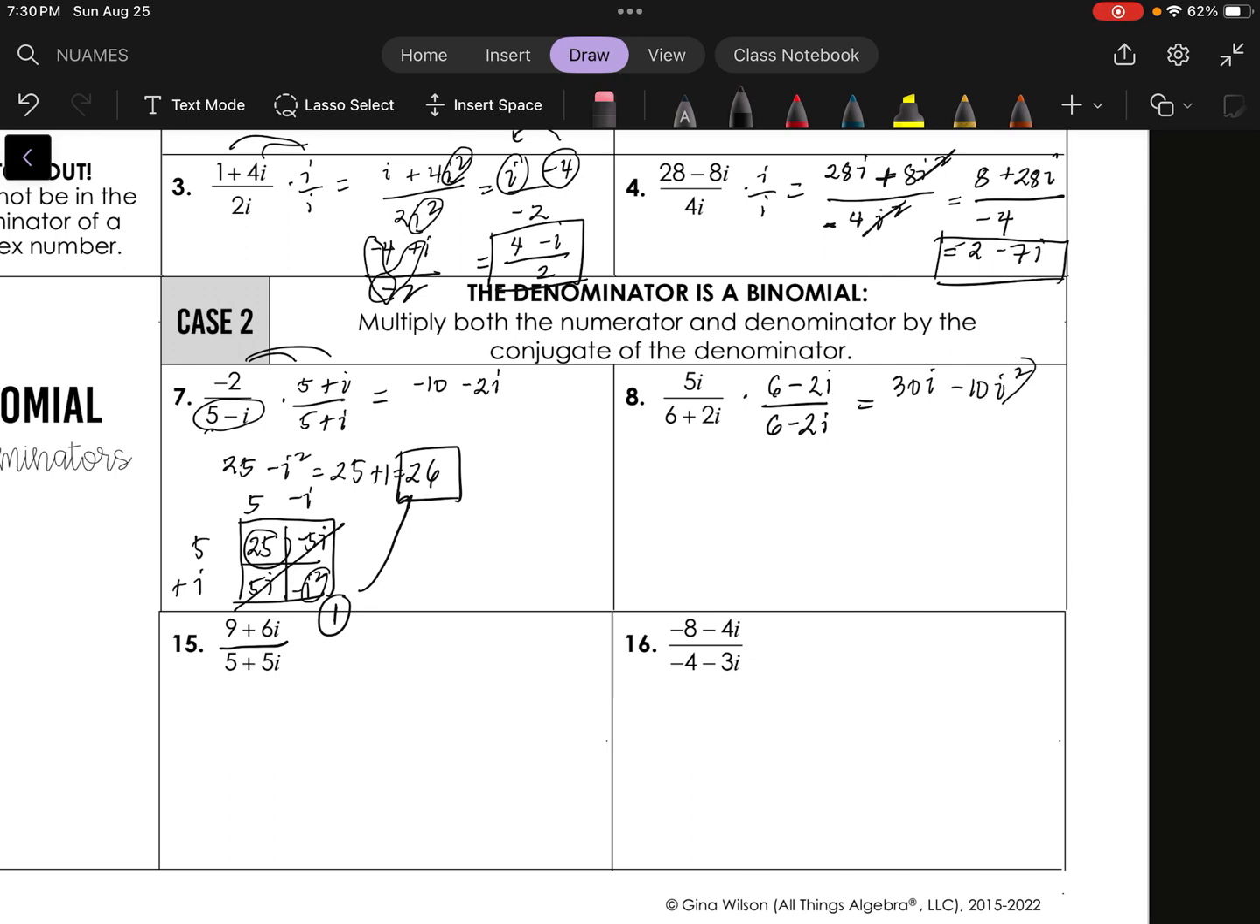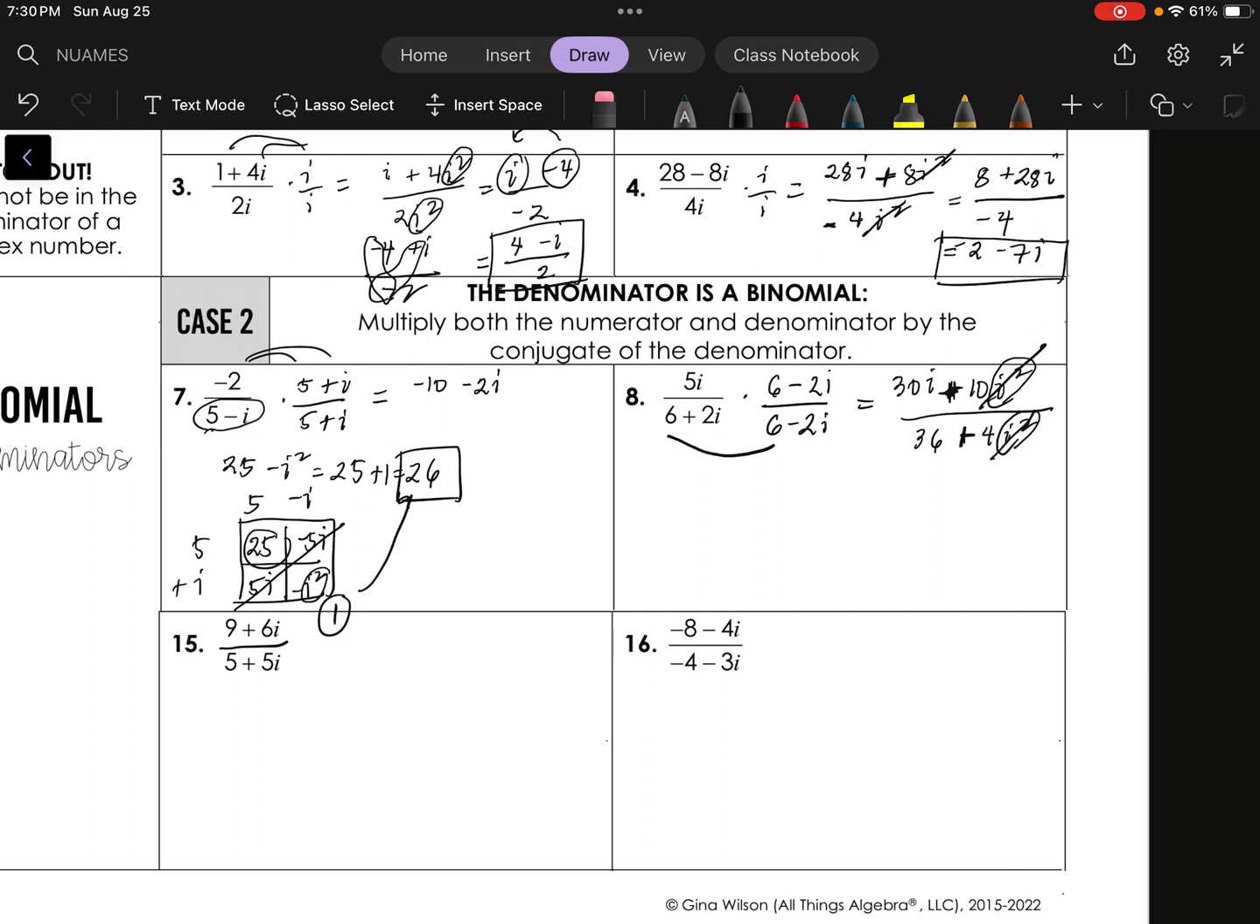I'll try to do a shortcut here, because i squared I know is just negative 1. So this will be positive later on, and I'll cancel that out. For the denominator, 6 times 6 gives you 36. 2i times negative 2i is just negative 4i squared. Again, this is negative 1, so it will be positive later on as I cancel that out.